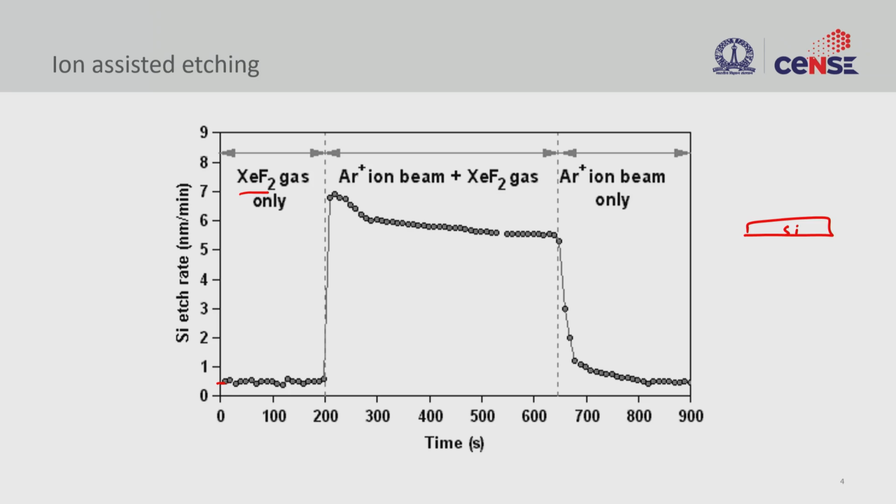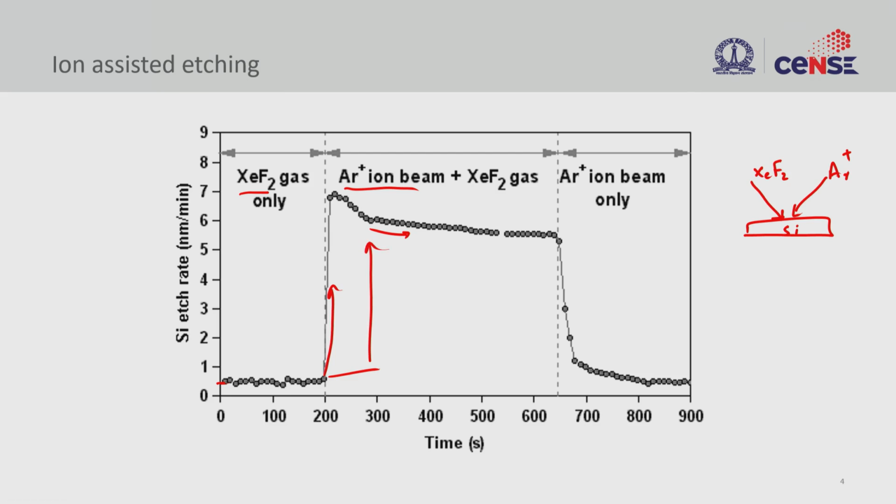But then we beam argon. So the argon ions are now shot. Initially we had xenon fluoride, but now we are going to shoot argon ions. The moment we switch on the argon ions, we see an increase in the etch rate. The etch rate shoots up and then it plateaus. So the etch rate increases in the presence of ions.